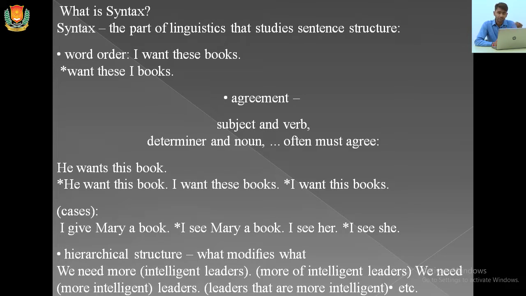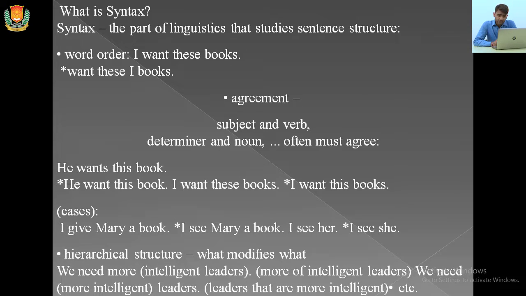Can I say like this? Want these books I? No. We are following a specific pattern. We cannot say even like this, books I want these. We cannot say. So this is a pattern which is being followed by all the learners of this language. And somewhere we are lacking in this pattern, maybe in some minor ways or some major ways. Whenever we lack, to identify this mistake or this minor shortcoming, we have to go through syntax. So another part of the syntax is agreement.